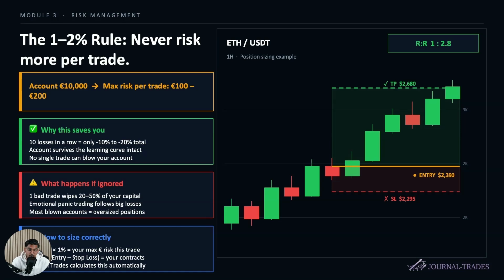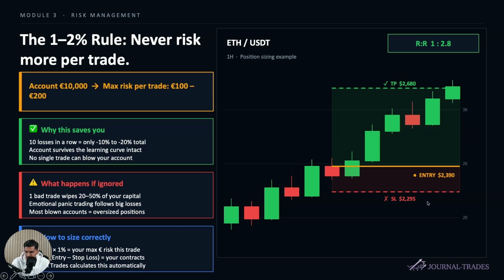Most blown accounts that traders have are because of oversized positions, because they took way too much risk. So, how to size correctly? Basically, you have your account size, and you take a 1% risk. This is the maximum risk amount you take per trade. The dollars of risk you need to divide by your entry minus your stop loss, and this essentially gives you your contract size. If you use journal trades for all this, it's calculated automatically whenever you put in a trade.